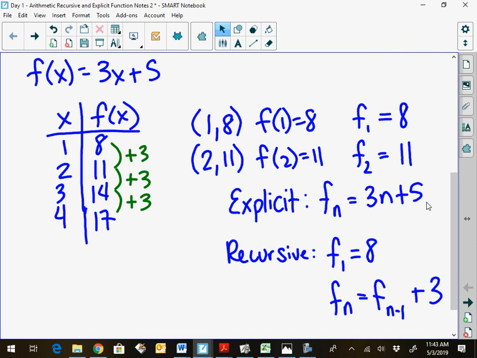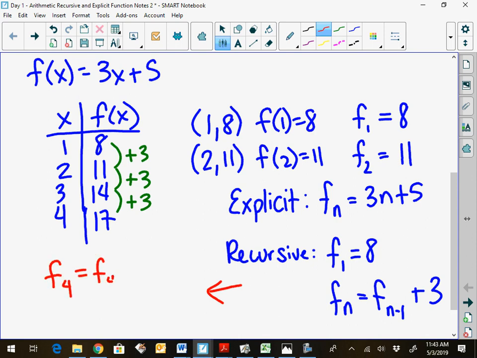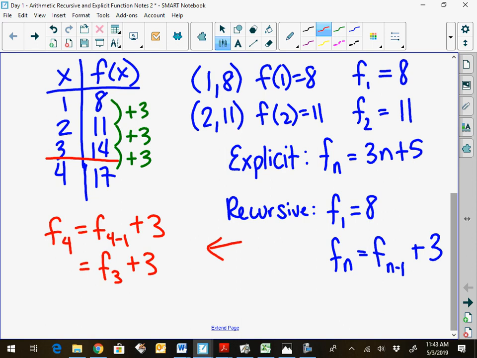So here, I'll show you another one on the side. You're welcome to write this if you'd like. So if we have f sub 4, then we take f sub 4 minus 1 plus 3. So f sub 4 minus 1 is f sub 3 plus 3. F sub 3 would be 14. So 14 plus 3, and we get 17, which is f sub 4, which we saw right up here. So that's how we use recursive. We take the previous term and we add on to it. So this is a new way of writing this.